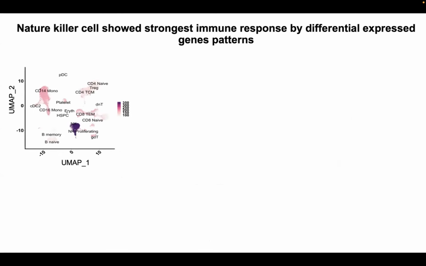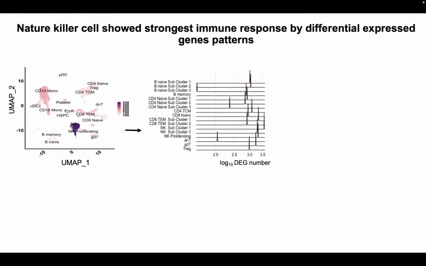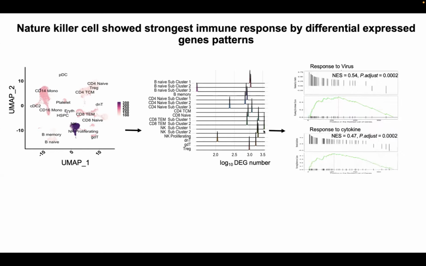Thirdly, we have done the differential expression comparison between T1D and healthy. This is the heat map. The darker the color here means the more differentially expressed genes in this cell type. By comparing the different cell types, we can find that NK cells have a stronger immune response by differential expression pattern. Even when we do the subcluster analysis, the two NK clusters and also the NK proliferating cells have the largest number of differentially expressed genes.